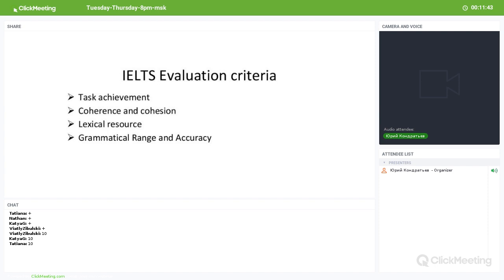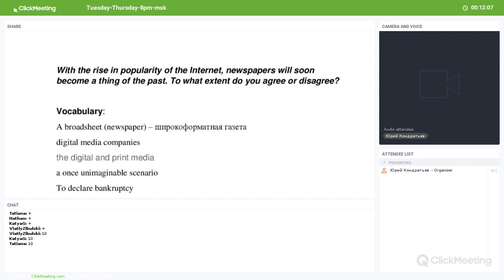Grammatical range and accuracy: you need to use a range of different grammar structures. Different grammatical structures, not only present simple, past simple, but also passive voice, comparatives, conditional sentences, perfective infinitives, inversions, and well, every piece of grammar that you know. So try to use various constructions and try to use them correctly.